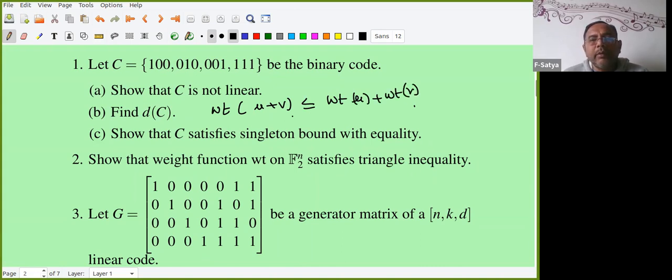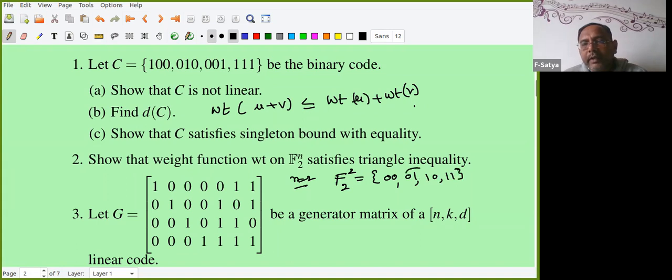Can you prove it? Now there is no code and all, only F2 power n. I took the weight function. To help you, for example, my n is equal to 2. Then F2 power 2 is F2 cross F2, the ordered pairs: 0,0; 0,1; 1,0; 1,1.